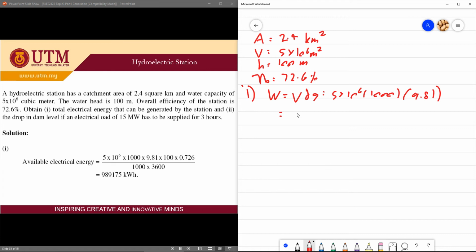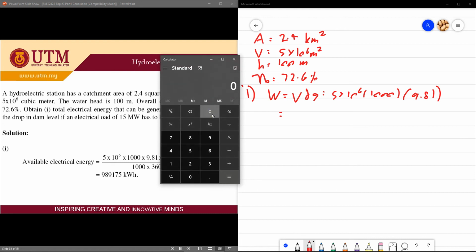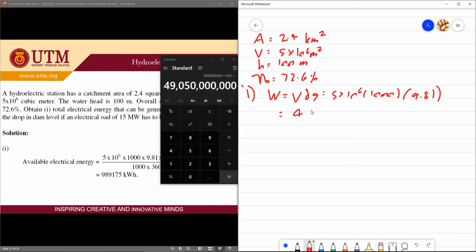Oh, I have to calculate manually. So 500,000 multiplied by 1000, multiplied by 9.81. Okay, so you get 49.05 and power of 9, Newton.